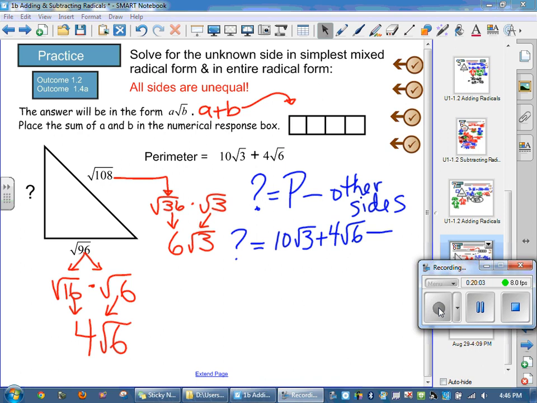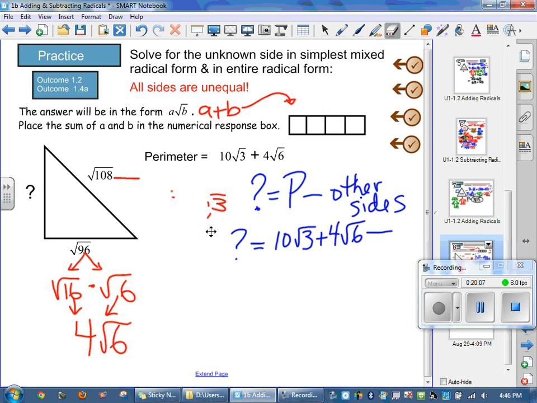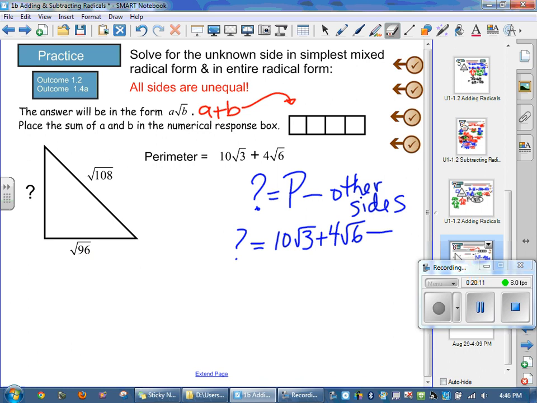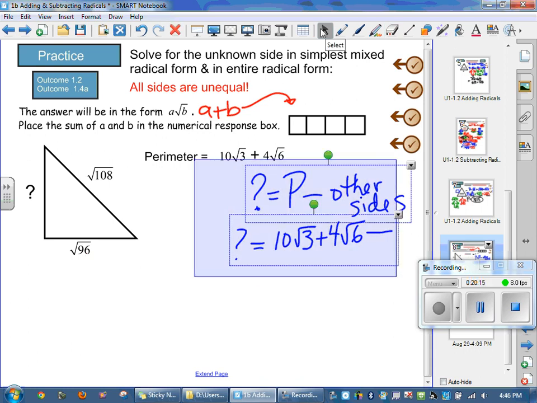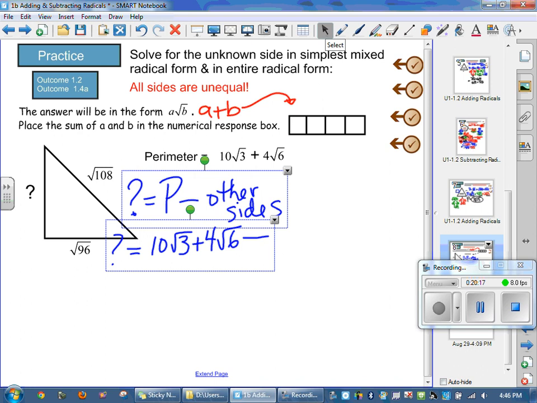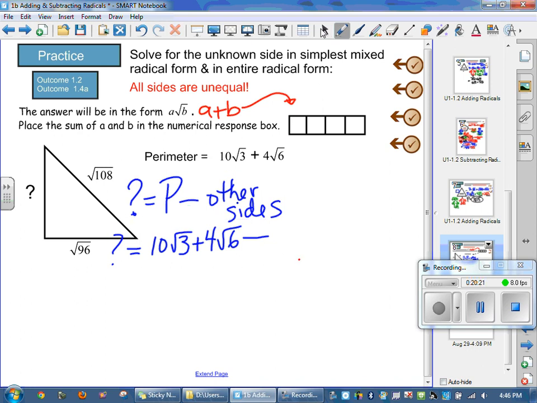So we have a little bit of room to work with, so I can move all of this over. Now I'm going to subtract my other two that I found. So I'm going to subtract 6 root 3 plus 4 root 6, which were my root 108 and root 96.